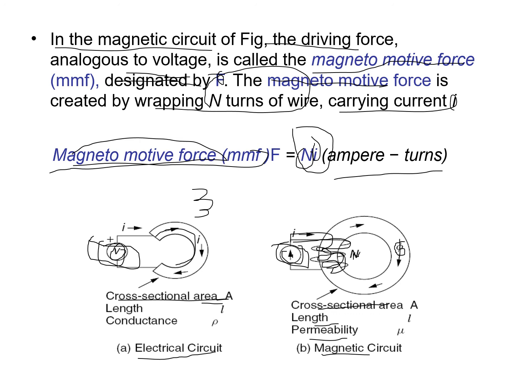This is called a magnetic circuit because current is flowing through a coil having N number of turns, and flux phi occurs around the circuit. So this is the magnetic circuit and this is the electrical circuit. Magnetomotive force F is equal to N I. N refers to the number of turns, I refers to the amperes, so it is called ampere turns. So this is the magnetic circuit.